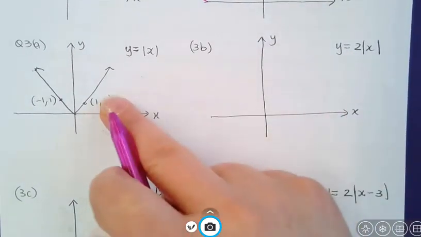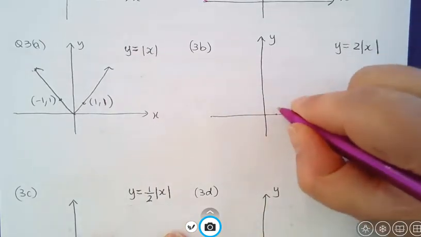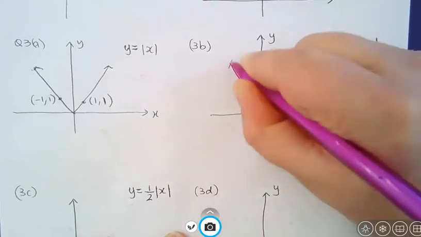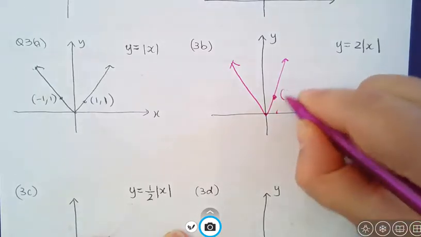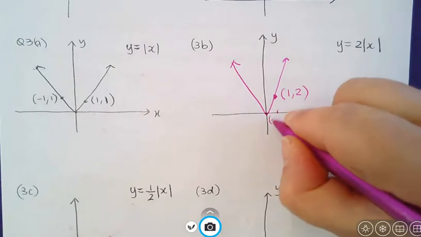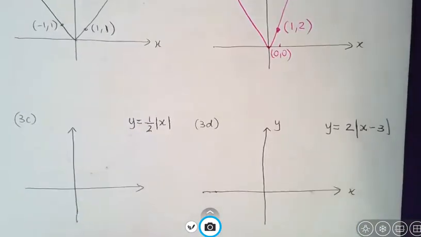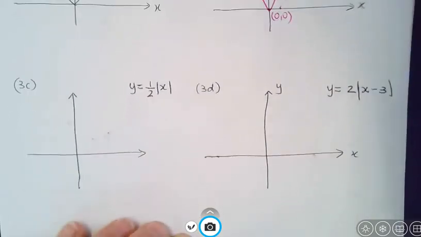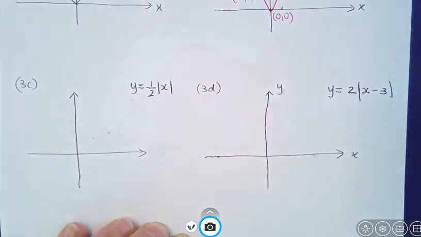Isn't it just that one? Stretched by a factor of 2. So give me a point. So the V stays in the same spot, the vertex. And what's just this point here? Instead of 1, 1, it's 1, 2. That'll do. That's enough. And here I've got 0, 0. So that's good enough. A sketch, 2 points is enough. If you want, you could put this one, which is negative 1, 2. Stretched by a factor of 2.